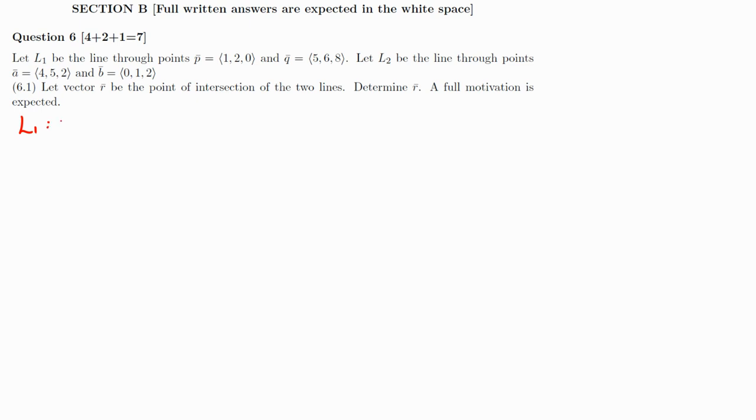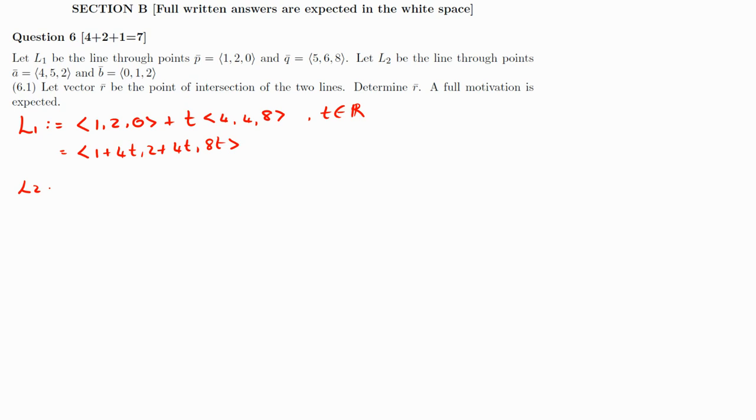So L1 is equal to, let's pick any one of those, 1, 2, 0, plus t times 2, and then 5 minus 1 is 4, and then 6 minus 2 is 4, and then 8 minus 0 is just 8, for some t an element of R. And then let's simplify it even further. So 1 plus 4t, 2 plus 4t, and then 8t.